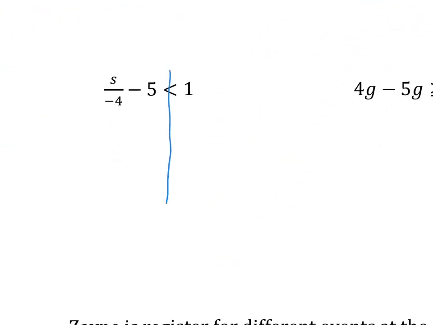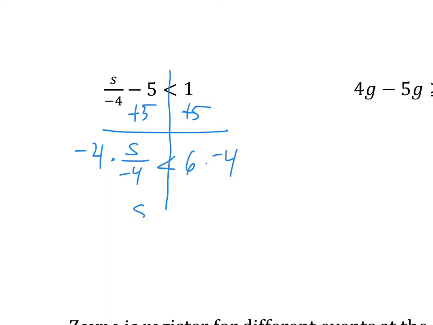All right, here we go. So we will add 5 on both sides first here. Then we have s divided by negative 4 is less than 6. Okay, and then we want to multiply by a negative 4 on both sides. And then we get s, we flip the inequality. s is greater than negative 24.